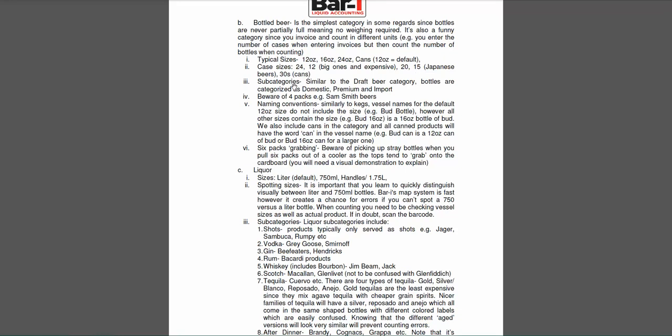Similar to the draft beer categories, we just have 3: domestic, premium, and import. Should be self-explanatory. Beware of 4-packs. Obviously, in general, cases of beer come in 6-packs. Sam Smith beers and some higher-end beers, sometimes some double IPAs that are very high alcohol and therefore expensive, will come in 4-packs. So just be aware of the existence of 4-packs, because if you just see packs of beer and presume there's 6 of them, obviously you'll miscalculate.